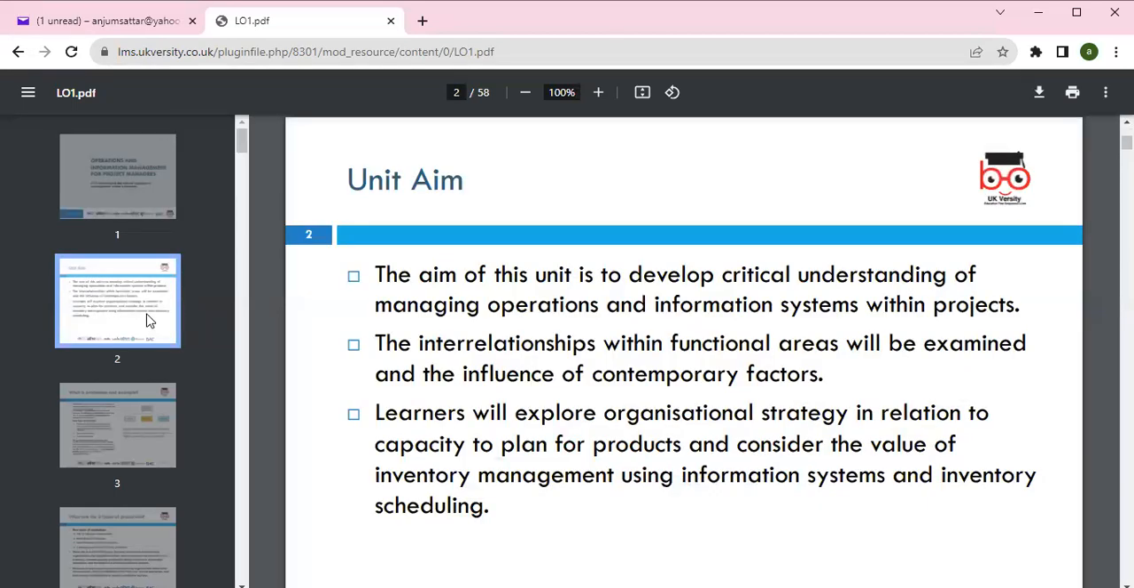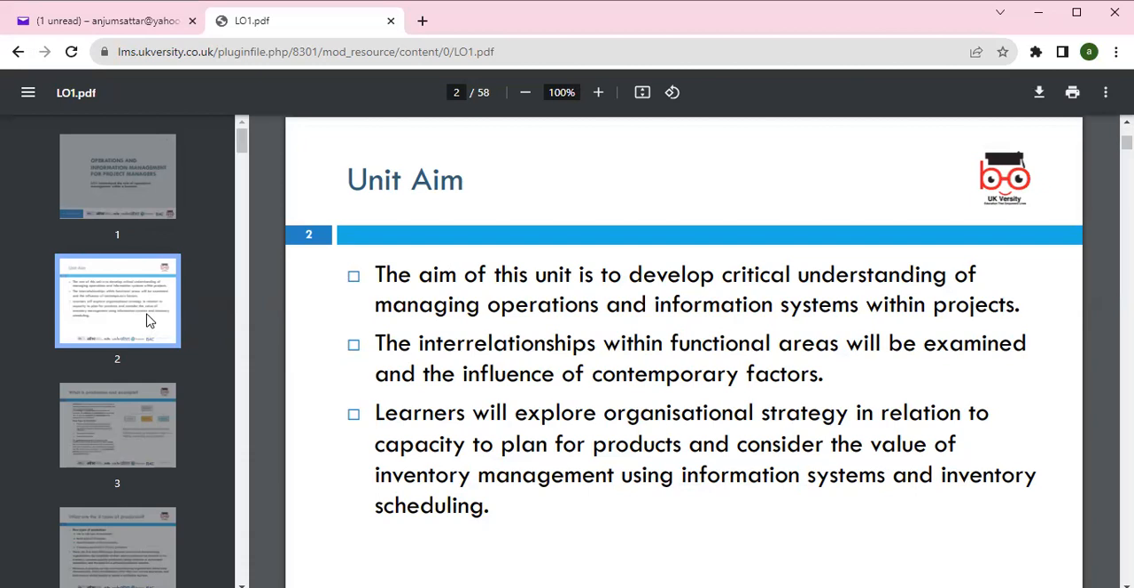The aim of this unit is to develop a critical understanding of managing operations and information systems within the project. Interrelation within the functional areas will be examined and influenced by contemporary factors. So the learner will explore this.